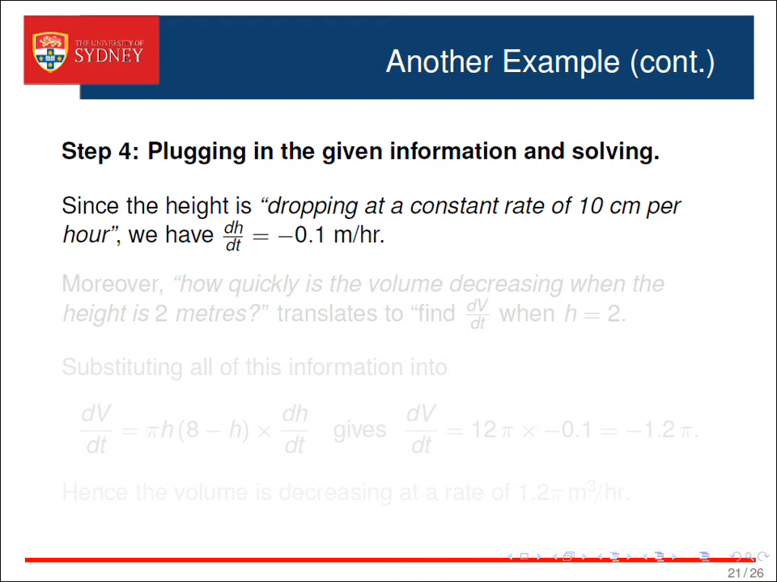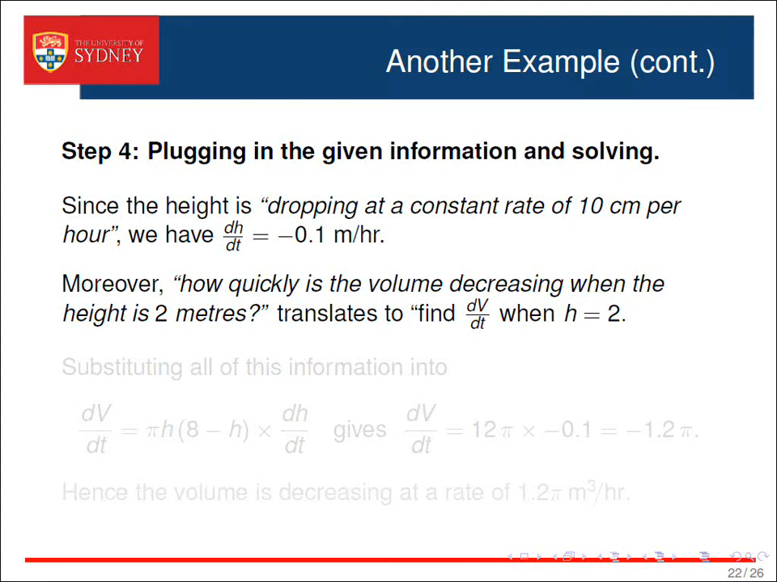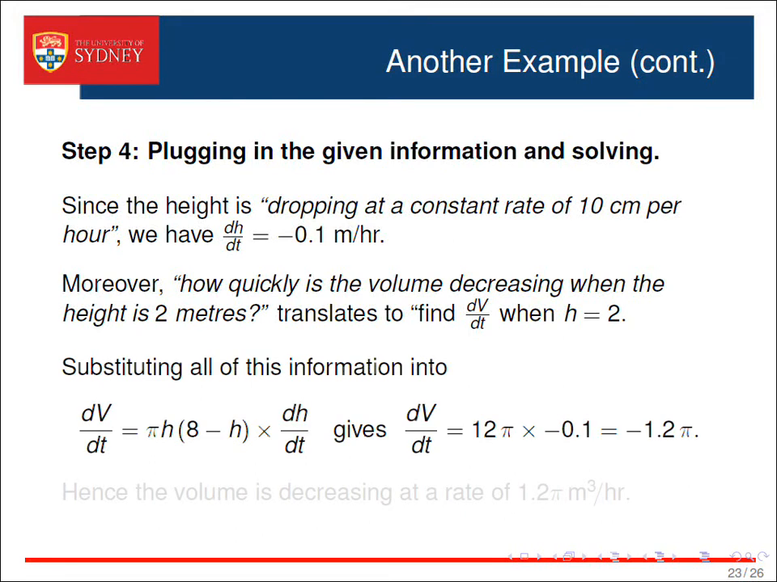Since the height is dropping at a constant rate of 10 centimeters per hour, we therefore have that dh/dt equals negative 0.1. Moreover, the question, how quickly is the volume decreasing when the height is 2 meters, translates to the mathematical problem of finding dV/dt when h is equal to 2. Substituting all of this information into the equation gives dV/dt to be negative 1.2 pi. Therefore, the volume is decreasing at a rate of 1.2 pi meters cubed per hour.